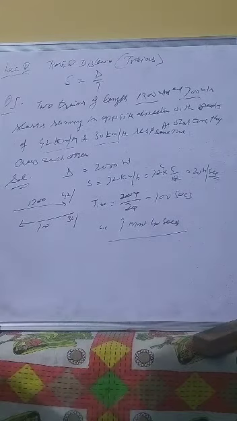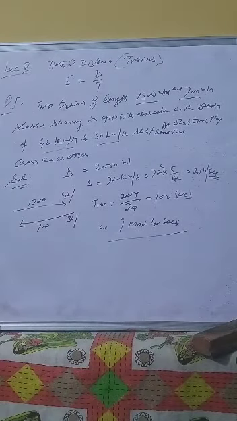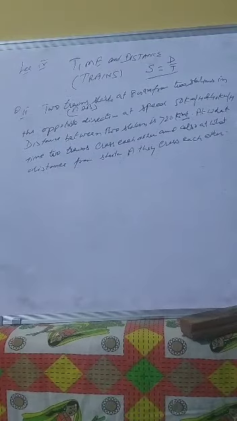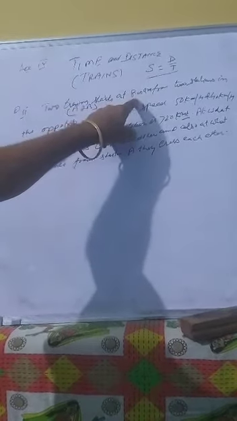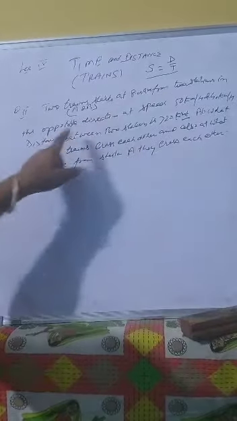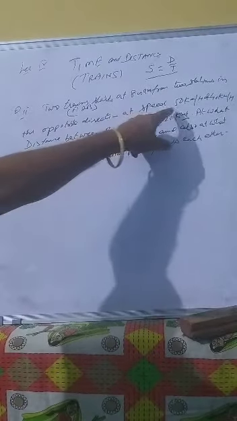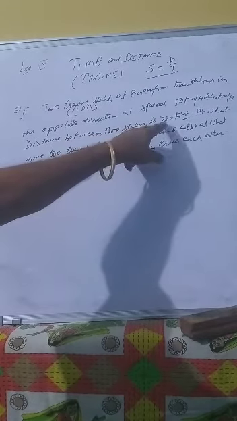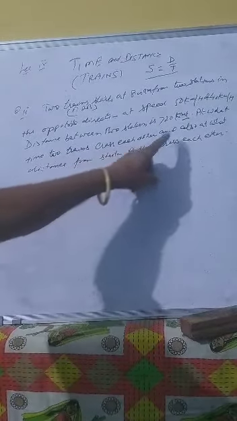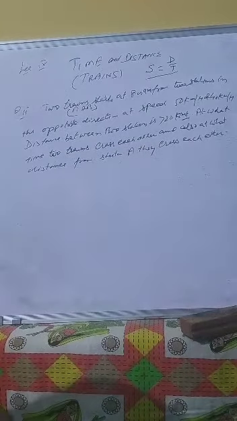Now we are taking the next question. In this question, two trains A and B start from two different stations at 8 a.m. in opposite directions at the speed of 50 km and 40 km. Between the two stations the distance is 720 km. At what time will the two trains cross each other, and also at what distance from the station A will they cross?